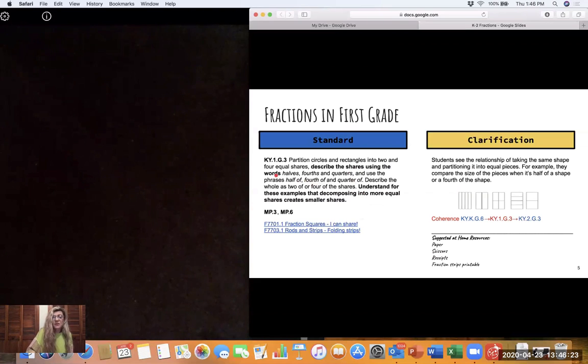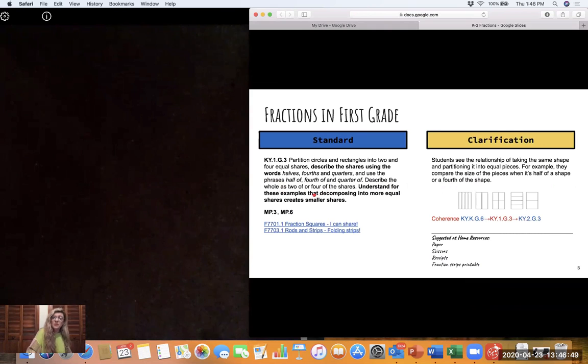Think about it. They're first graders. They're just now understanding whole numbers. We cannot confuse them by trying to have them write those symbols for our fractions, but they can use those words and they can understand the words. So they're using halves and fourths and quarters, and of course use the phrases of half of, fourth of, quarter of, and of course describe the whole as 2 or 4 of the shares.